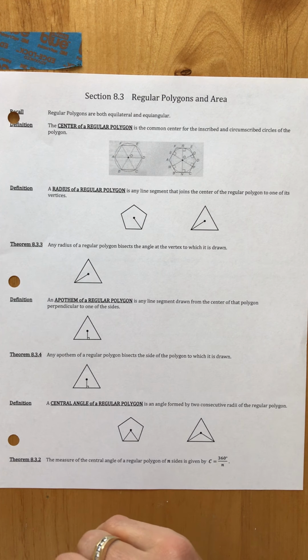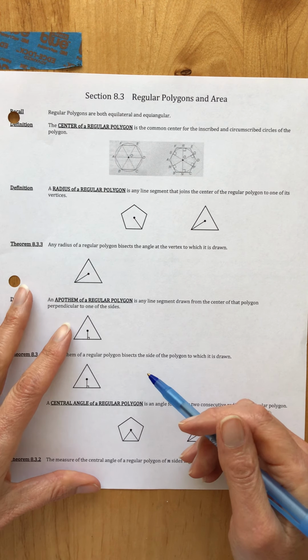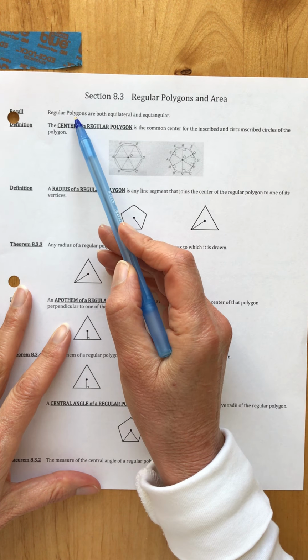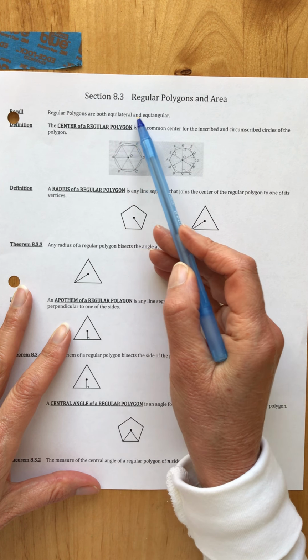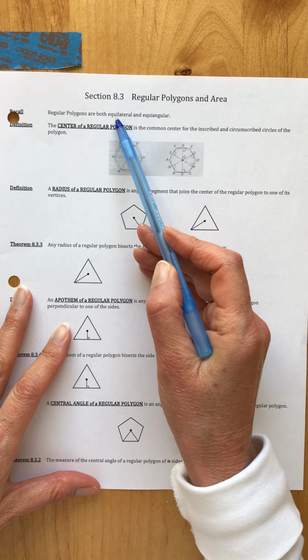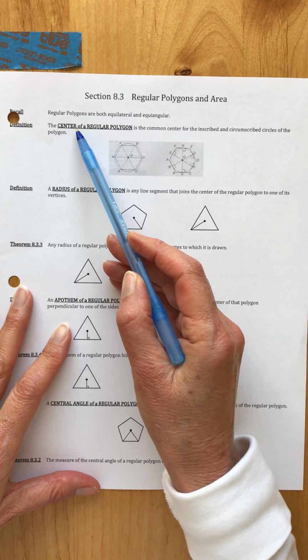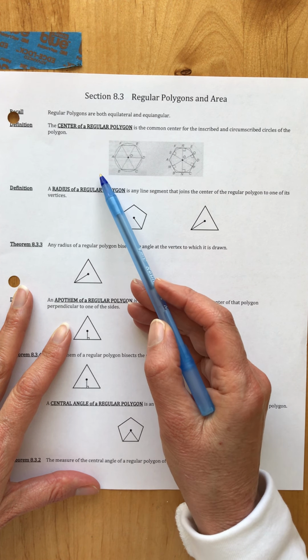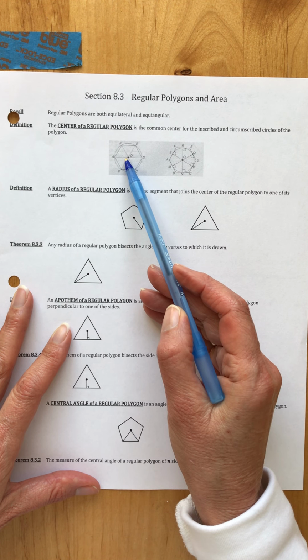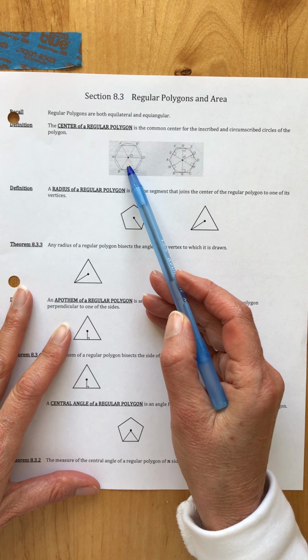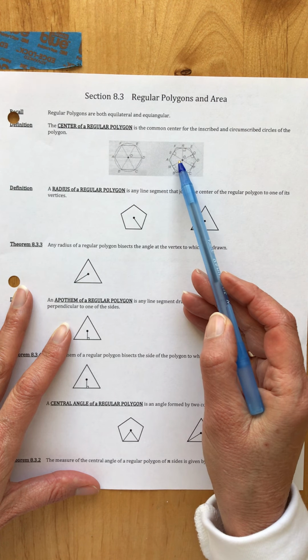Right, this is section 8.3, page 1, and we're going to learn about regular polygons and area. Remember from the past, we learned that regular polygons are both equilateral and equiangular. So all the sides measure the same, all the angles measure the same. When we talk about the center of a regular polygon, we talk about it being the common center if we either inscribe or circumscribe circles with that polygon.